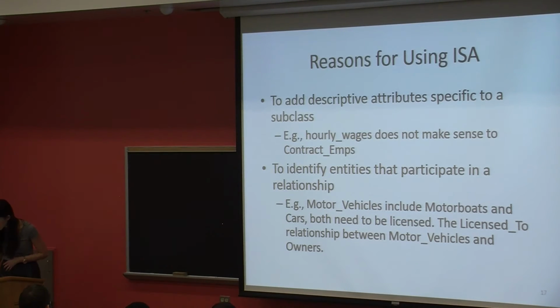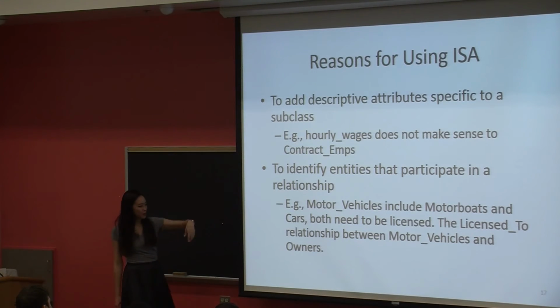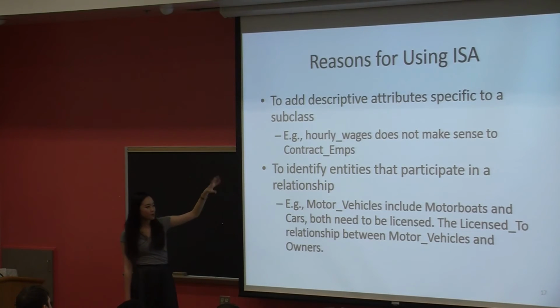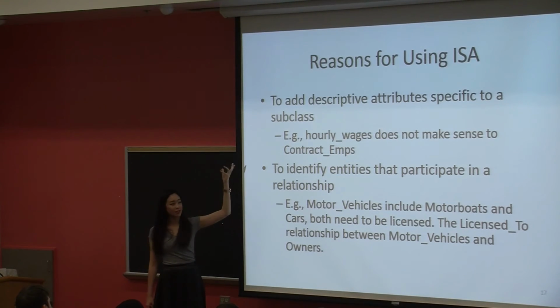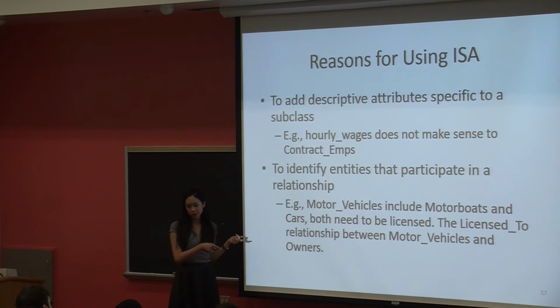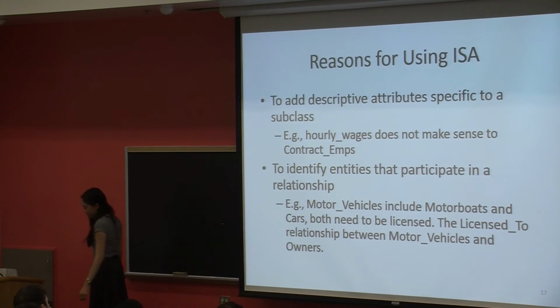So motor vehicles include motor boats and cars. Both need to be licensed, and the license relationship is between motor vehicles and owners. Oh, okay. So for example, we will have motor vehicles as the superclass, right? And it is motor boats or cars. If we want a license relationship, then it can just directly connect to the motor vehicles superclass, instead of connecting to both. Okay, so that would be another reason for using that.